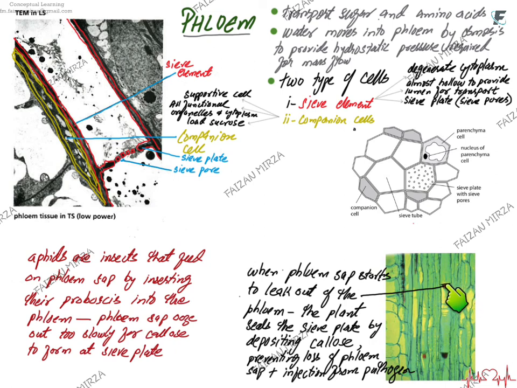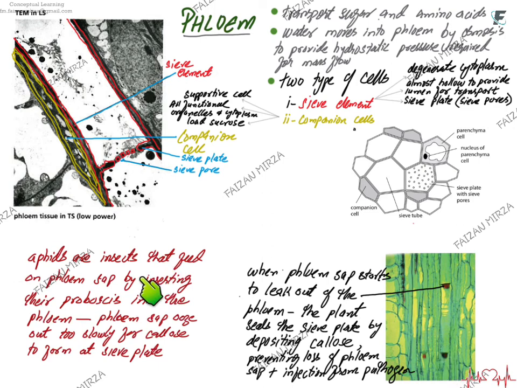Callose is deposited when phloem sap starts to leak out. For example, if this part of the plant breaks and the phloem sap is oozing out, the plant will recognize the high rate of phloem sap going out of this part. It will seal the nearby sieve plates with callose, and the deposition of callose is quite similar to the blood clot that we have. It prevents the phloem sap from leaking. It prevents the entry of pathogens.